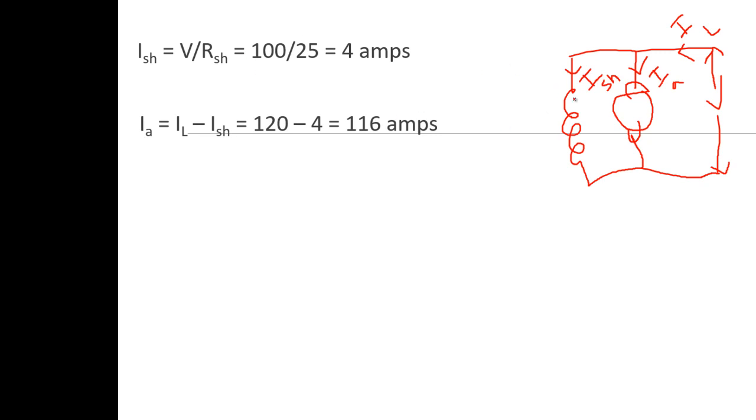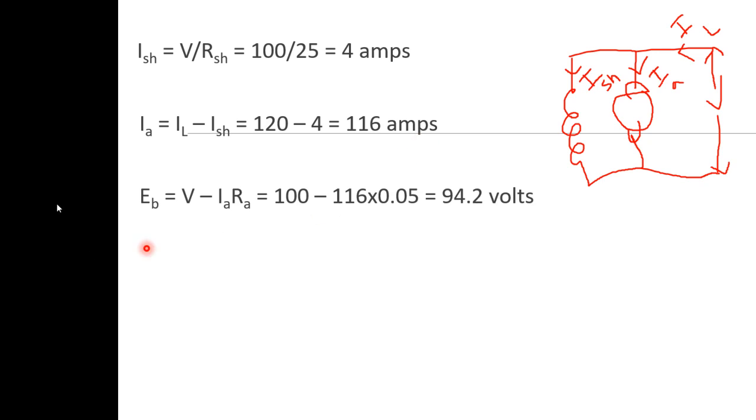So ISH is equal to V divided by RSH, that is 100 divided by 25, which is equal to 4 amps. So IA is equal to IL minus ISH. So 120 minus 4 is equal to 116 amps. Then the EB formula we also know: EB is equal to V minus IA RA. So we know V, IA and RA also. So directly we can substitute the values, which is equal to 100 minus 116 into 0.05, which is equal to 94.2 volts.